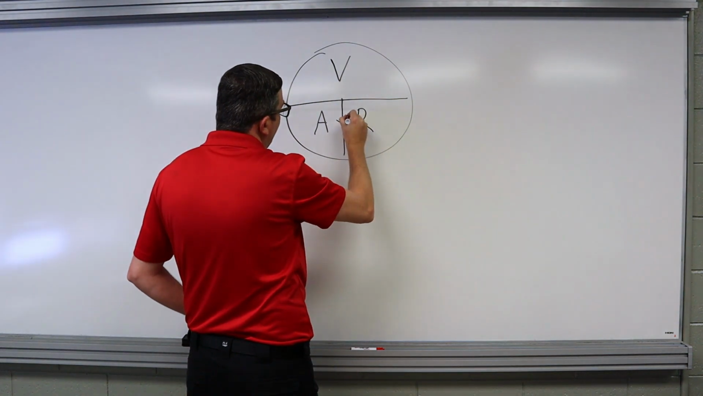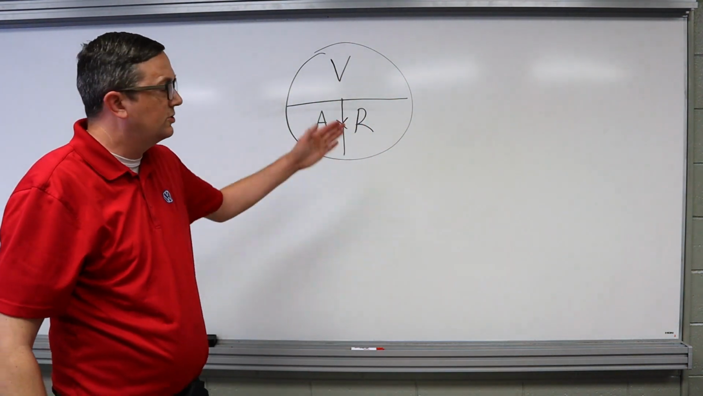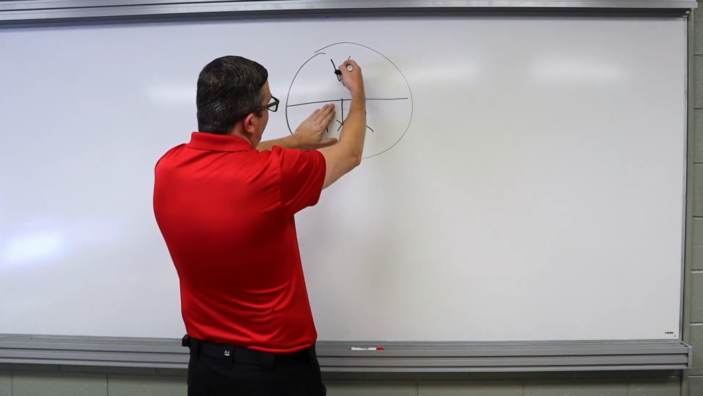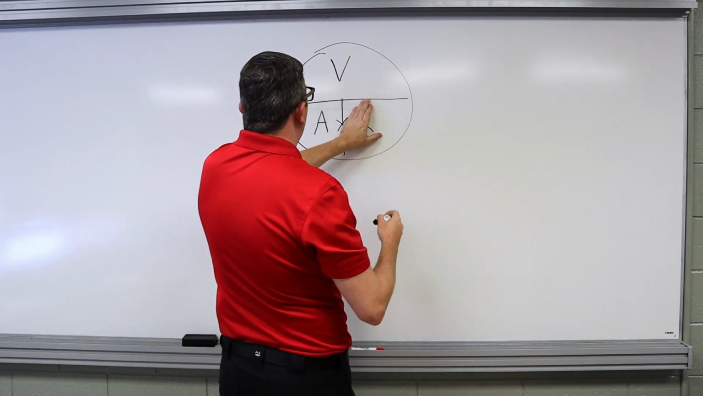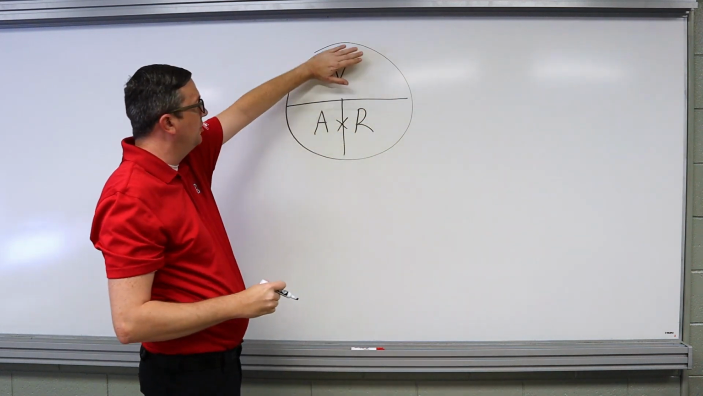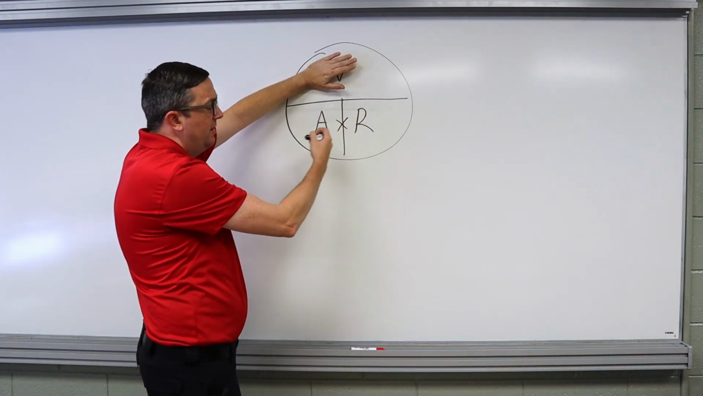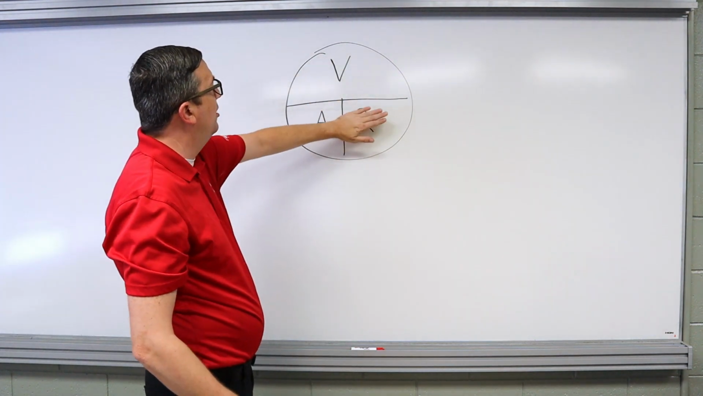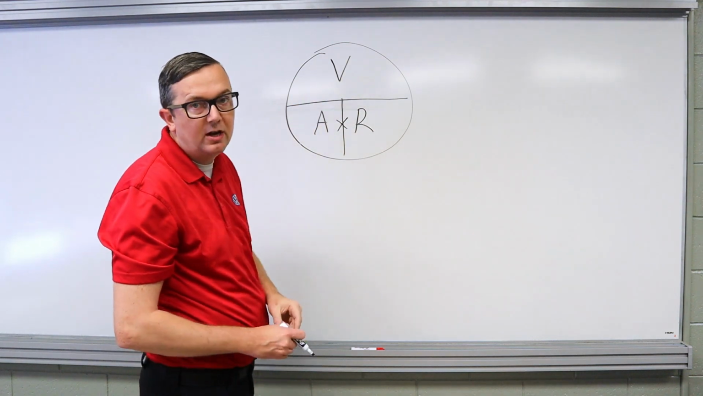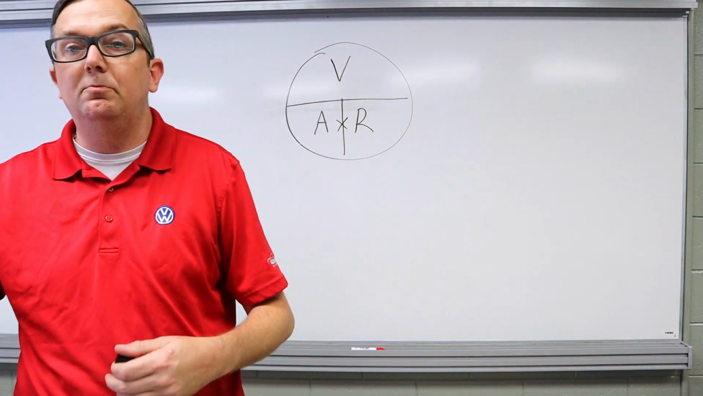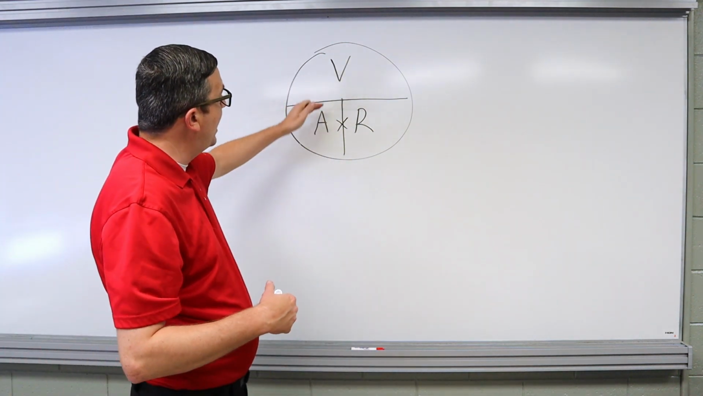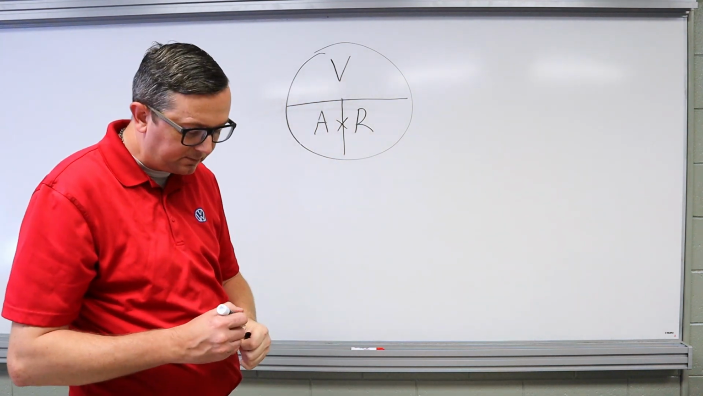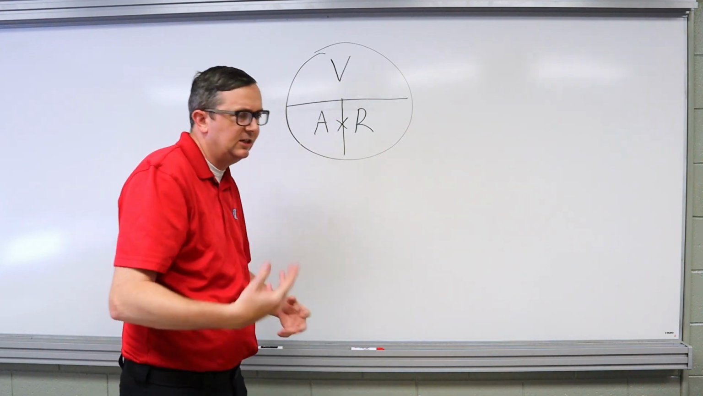So if you do not know what you're looking for, you cover it up and you take V and divide it by R, or you take V and divide it by A. If you don't know the voltage, you're going to multiply the amps times the resistance. You just put your hand over what you don't know or what you're trying to find out, and then you act accordingly. So divide if it's top and bottom, or multiply if it's side to side. So that is the Ohm's Law circle that I teach my guys.